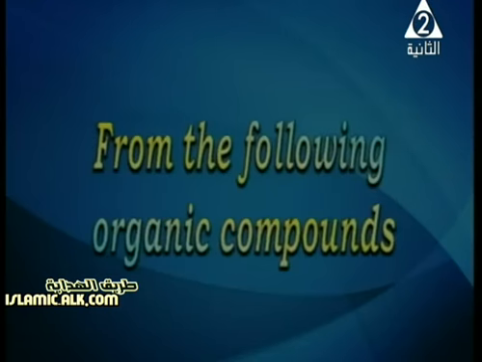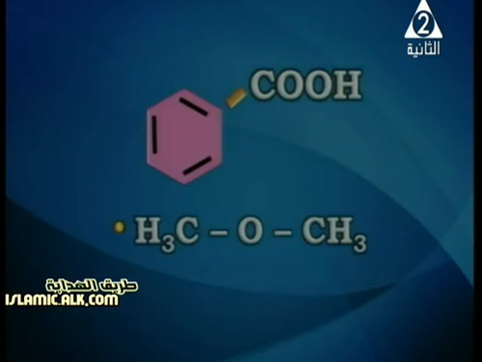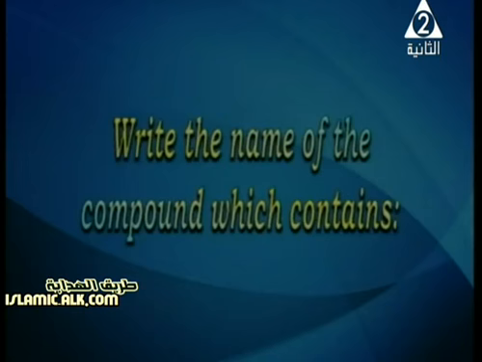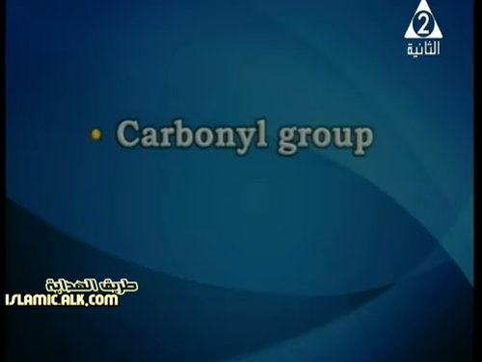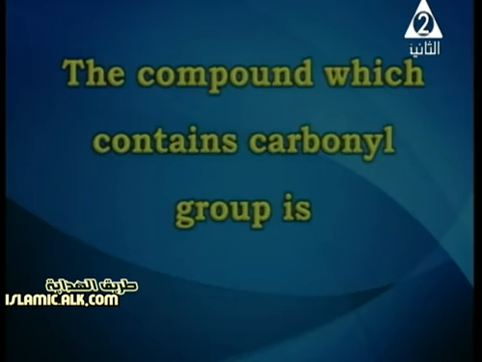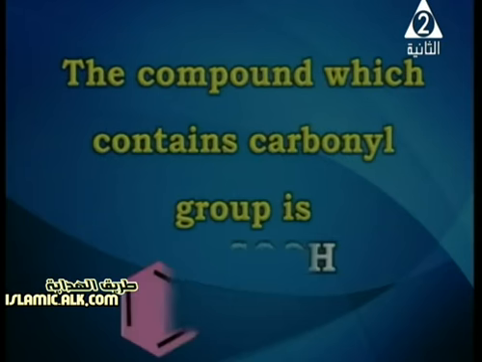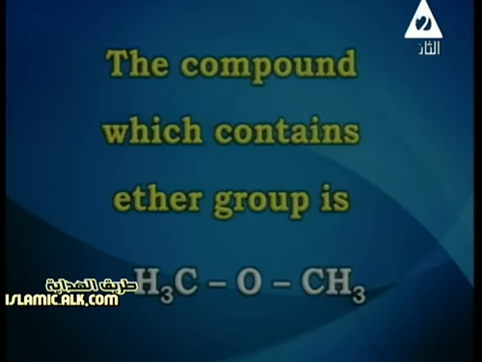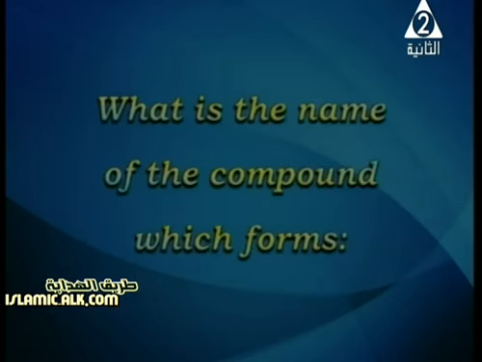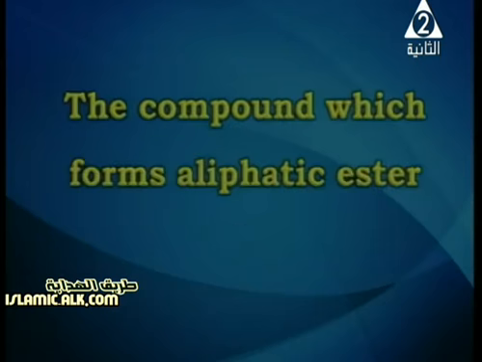Next type of question, from the following organic compounds: benzoic acid, dimethyl ether, ethanol. Write the name of the compound which contains a carbonyl group, and an ether group. The solution here: the compound which contains a carbonyl group is benzoic acid, and the compound which contains an ether group is dimethyl ether. Next type of question, what is the name of the compound which forms an aliphatic ester? The compound which forms an aliphatic ester is ethanol.